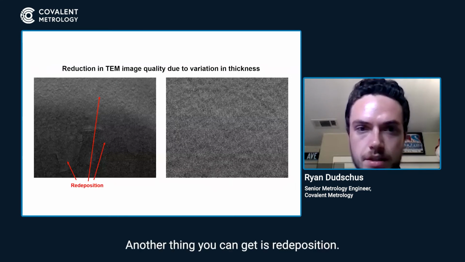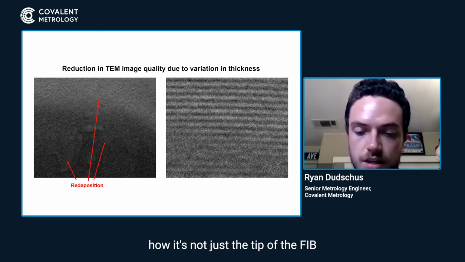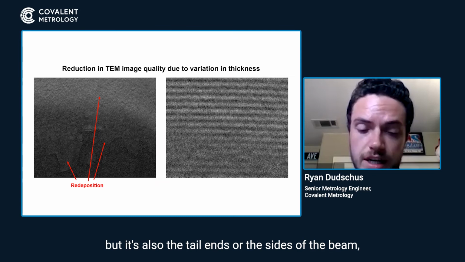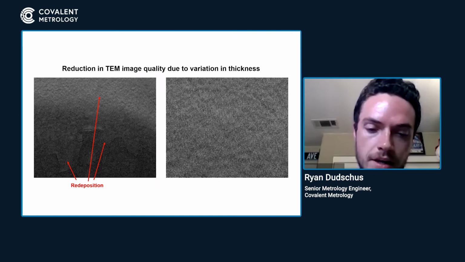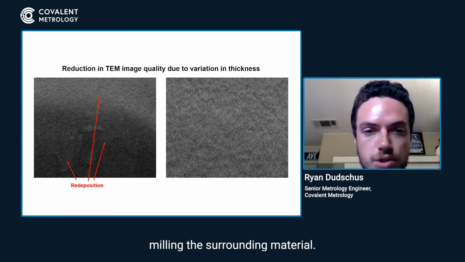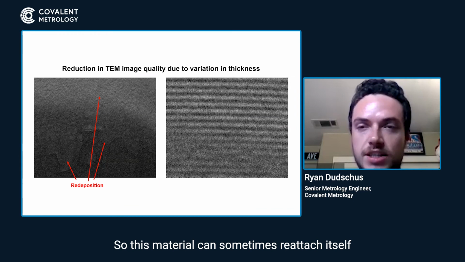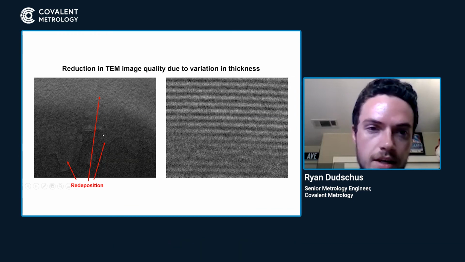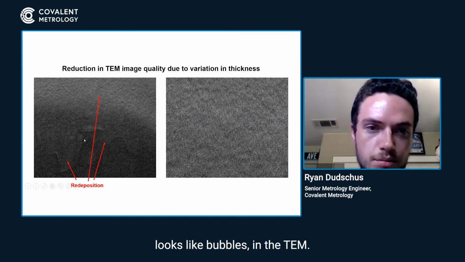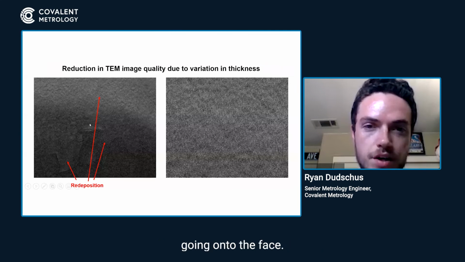Another thing you can get is redeposition. When we talked about how it's not just the tip of the FIB that's milling the material, but also the tail ends or the sides of the beam, you're not actually thinning the window itself, but milling the surrounding material. And this material can sometimes reattach itself to the face of the lamella. That's what you see here in this left image. It looks like bubbles in the TEM, but this is actually redeposited material going onto the face.